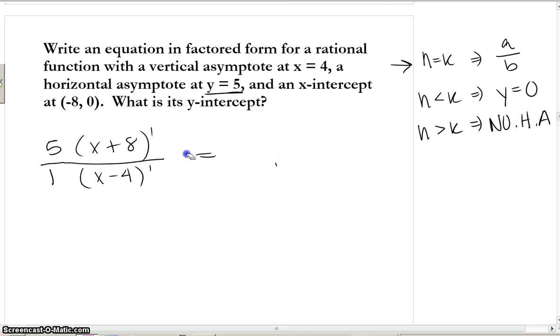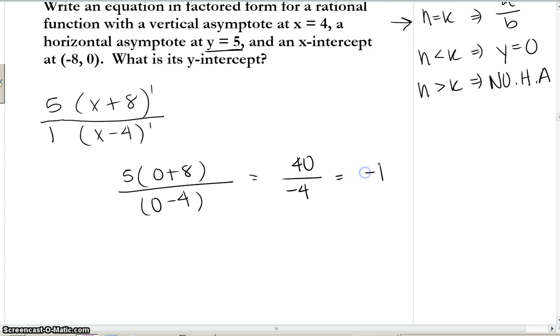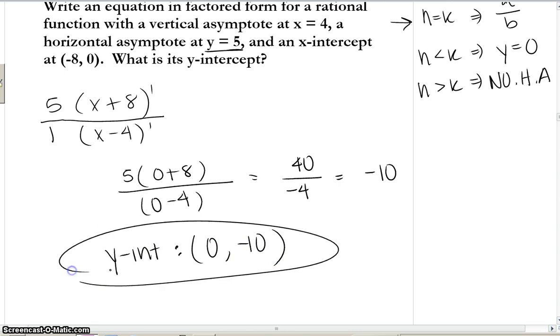Okay, so we've got this as our equation, so now it wants us to find our y-intercept. In order to find a y-intercept, we have to plug 0 in for x. So if we do 5 times 0 plus 8 over 0 minus 4, we get 5 times 8 is 40 over -4, which is -10, which means our y-intercept is (0, -10). So here's our equation, and here's our y-intercept.